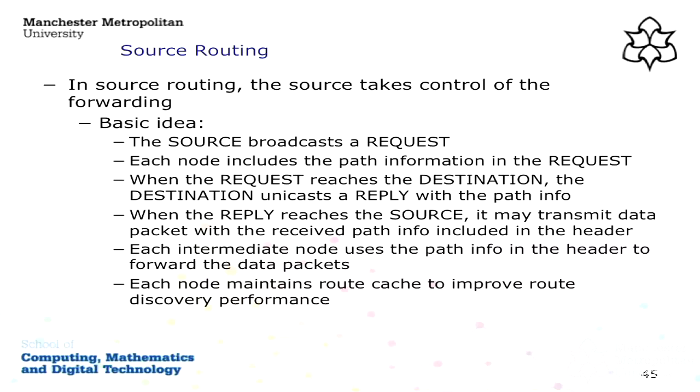You can time out and evaluate which one was the best. But each intermediate node uses that path info in its header to forward on later ones. And each node maintains a route cache. They say, well, if you're receiving something, what's currently the best thing to do? And it holds a cache of the routes.